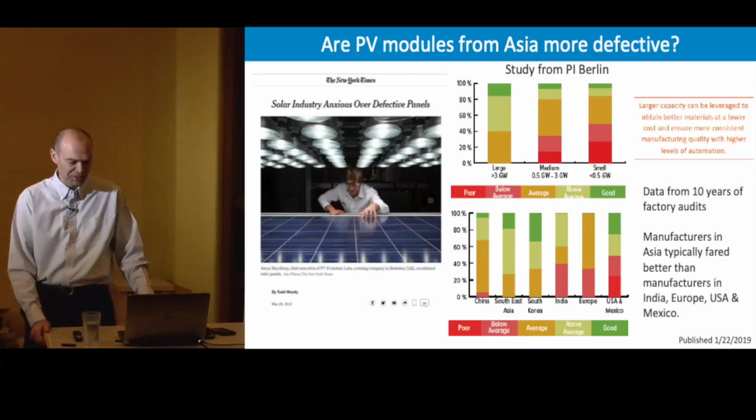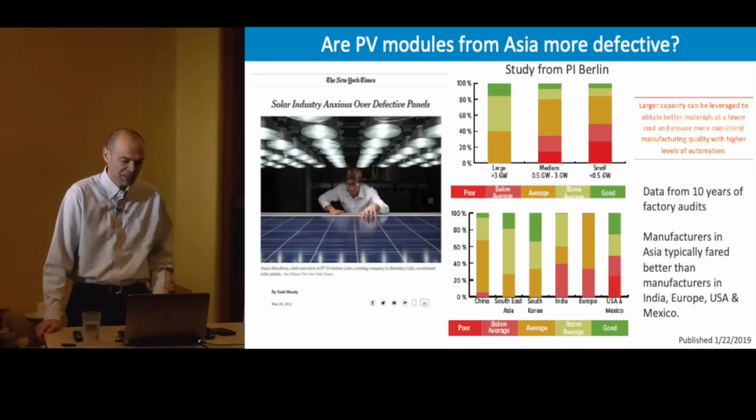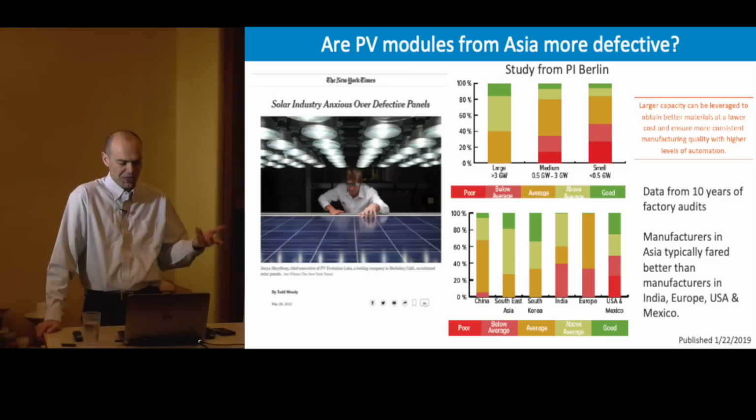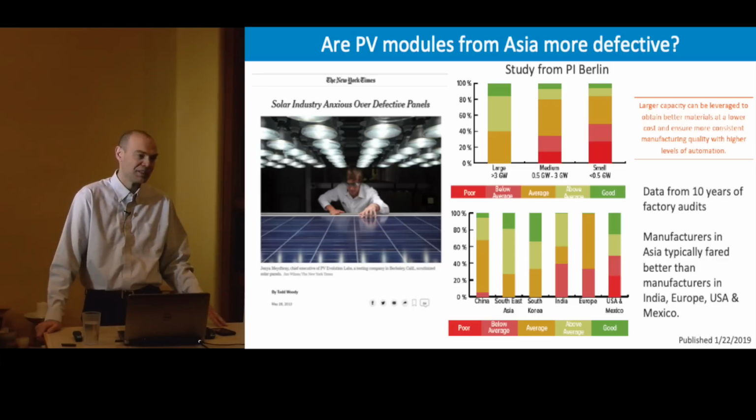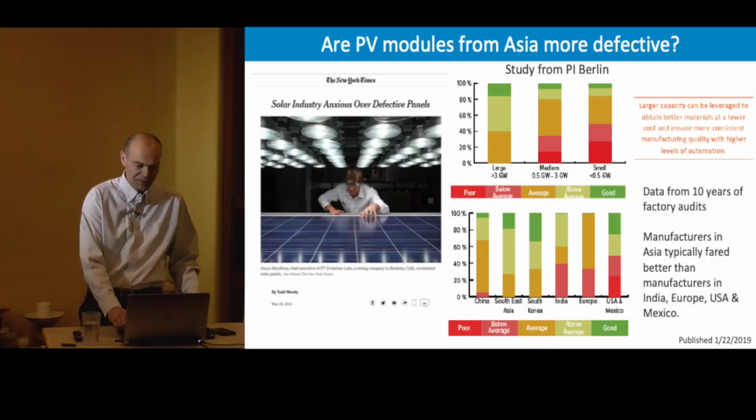But the bottom graph I find also very interesting, because they broke it down by geography. And what turns out is that the Asian companies in general tended to have a better grade than manufacturers from India, Europe, and the US and Mexico. So I thought that was very interesting.